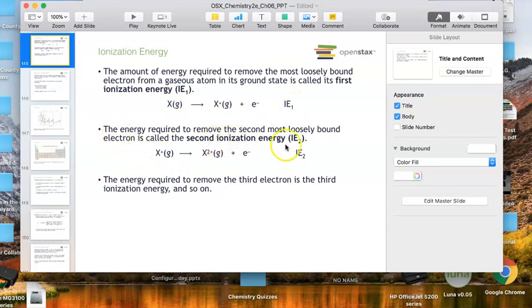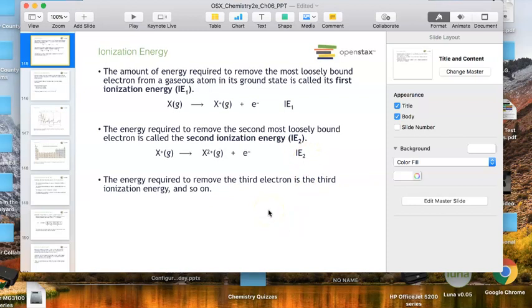And then what is the second ionization energy? Well, that's the energy required to remove the second most loosely bound electron. So here, the second ionization energy is the energy required to remove a second electron from a cation, in this case. It has a +1 charge. We removed its second electron, and the amount of energy it takes is referred to as the second ionization energy. The energy it takes to remove a second electron from an atom.